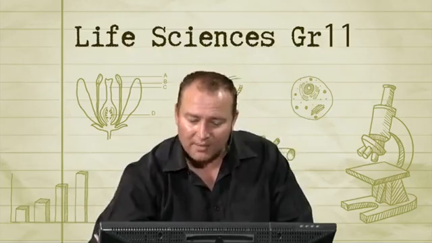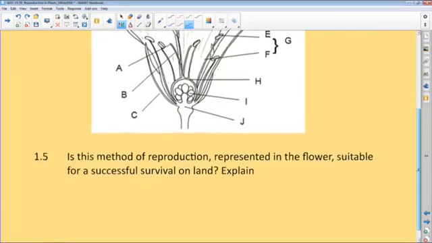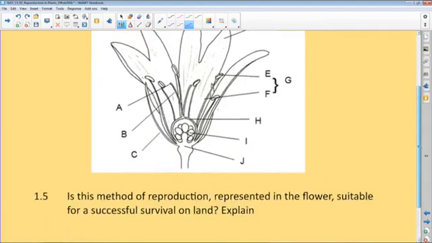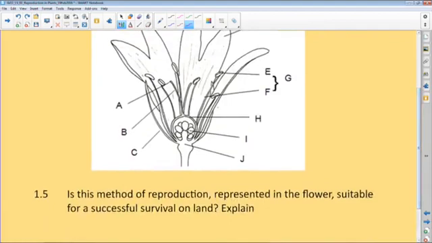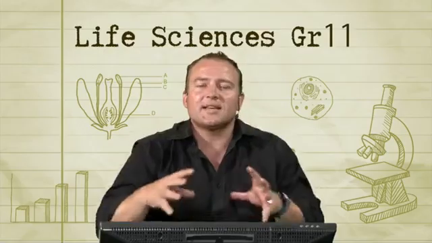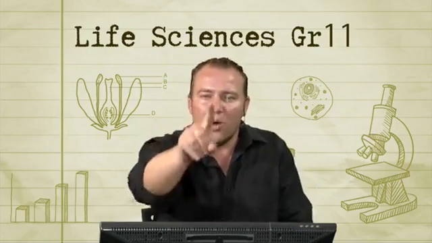Now, we have got another question for you. Same picture all the time. We just got one here. It says, is this method of reproduction in the flower suitable and successful for survival on land? And explain. So in other words, do we do this on land? Is it successful? It's a very, very important question, right? You have 1 minute. No, make it 2. I want you to think about this carefully and give me a good answer. Let's see what you can do. Ready? Go.